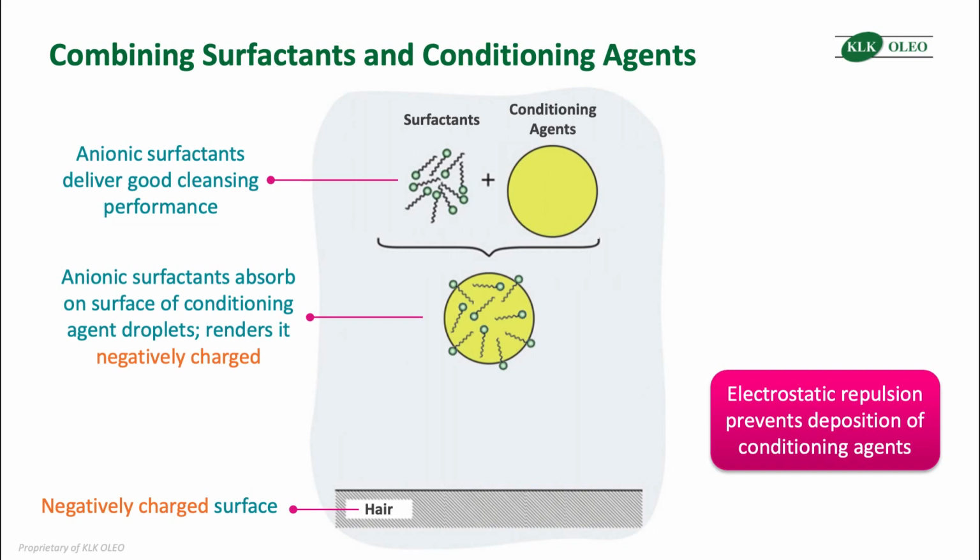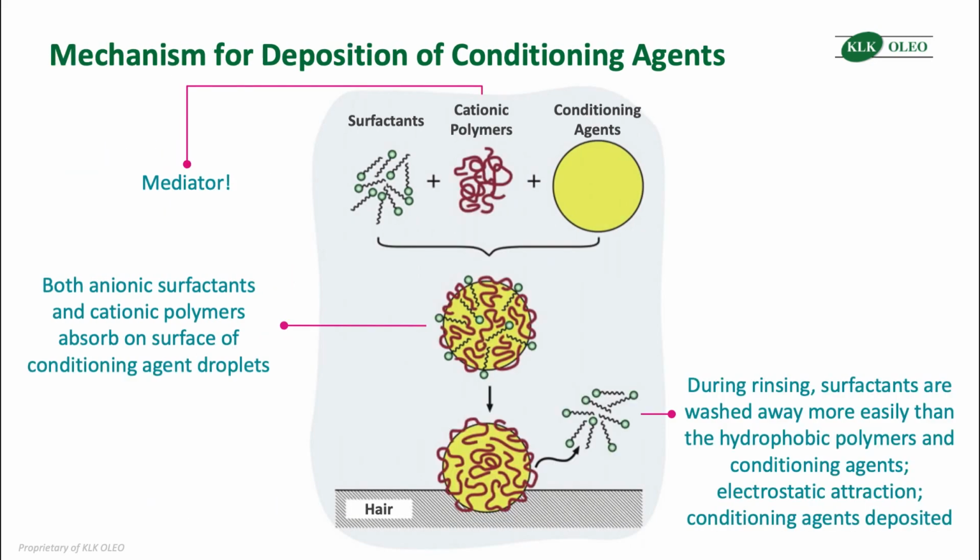The surface of hair is also negatively charged, and the electrostatic repulsion between them will prevent the deposition of the conditioning agents. To overcome this, formulators add cationic polymers as a mediator. The anionic surfactants and the cationic polymers adsorb onto the surface of the conditioning agent droplets. Because the concentration of the surfactants is significantly more than the polymers in the conditioning shampoo when it's in the bottle, the overall surface charge on the droplet is still negative.